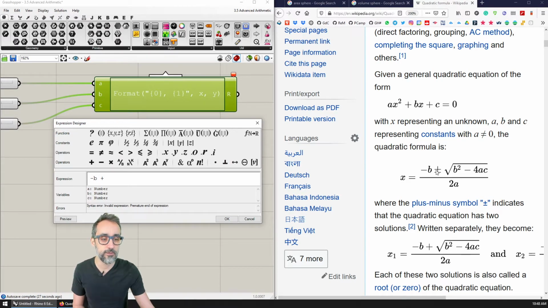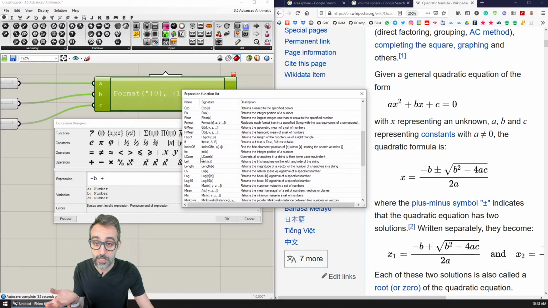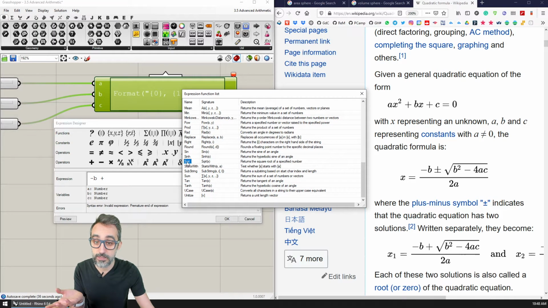And then we need to calculate the square root of all of this. I don't have a square root symbol here. So what I can do is go to the list and find that there is a function here called returns the square root of a specified number.